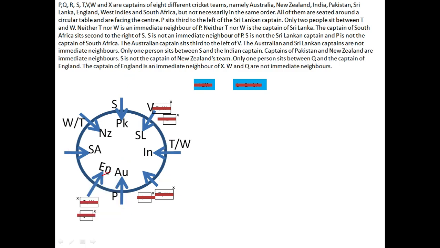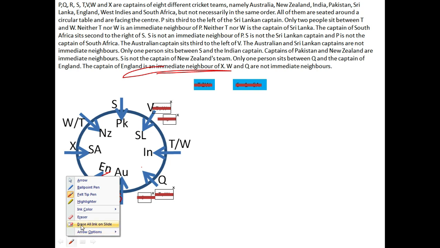As soon as England captain is coming at this position, you have to have an X here, because it has been written that captain of England and X are immediate neighbors. So X has to come here, because X cannot come here since P is already here. So now Q has to come at this position. This is the Q position.